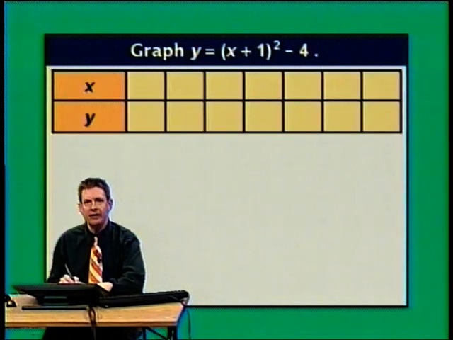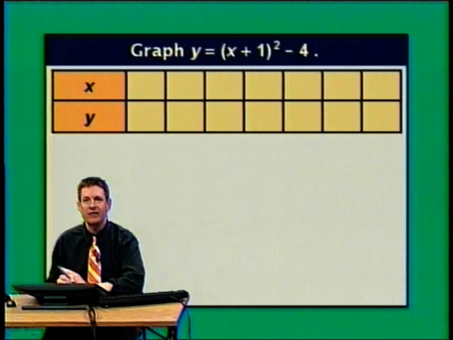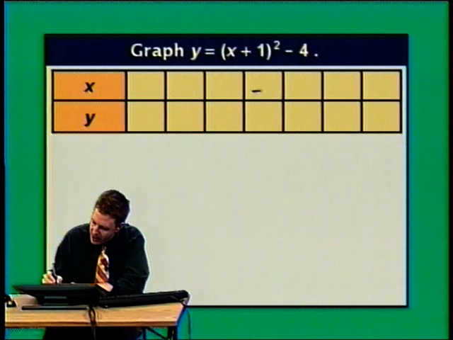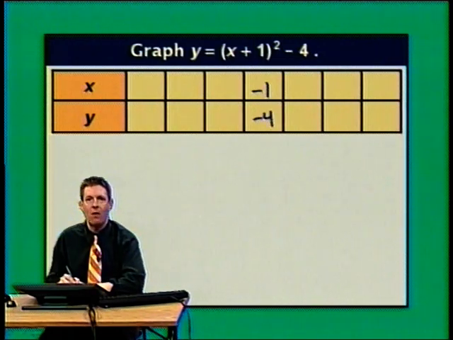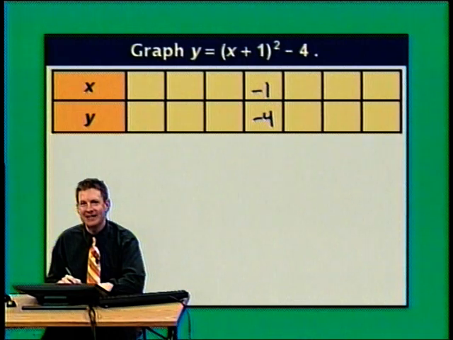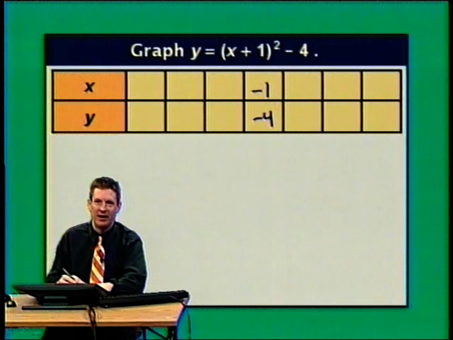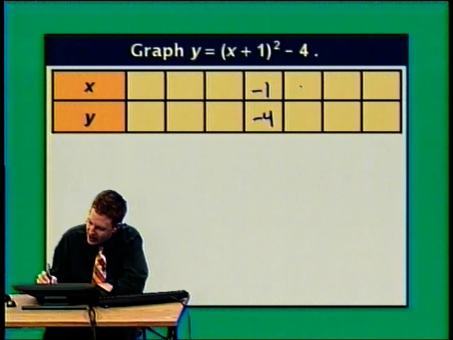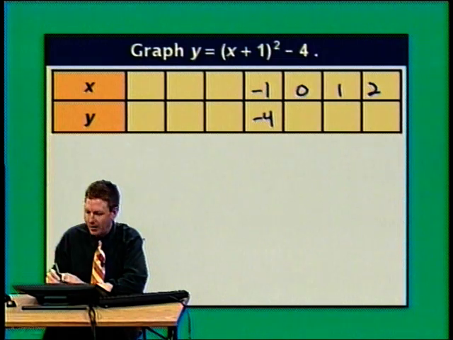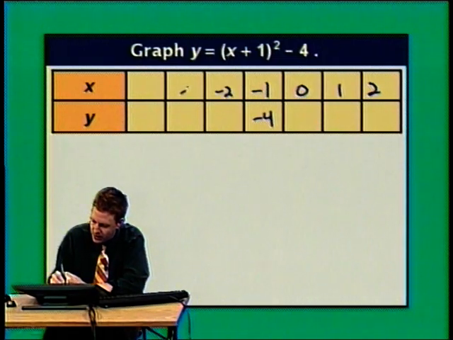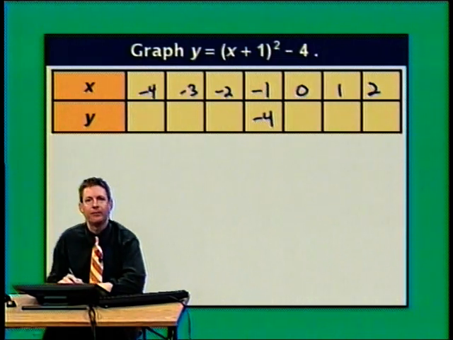So now let's fill in a table. When I fill in a table, I like to put the vertex kind of in the middle of the table. So I'm going to make the middle column here, x is negative 1, when y is negative 4. Now I'm going to increase the x-coordinates by 1 to the right and decrease the x-coordinates by 1 to the left. So the right side, I'm going to look at x equals 0, 1, and 2. And the left side, I'm going to look at x equals -2, -3, -4. I'm going to fill in the right side of this table first.